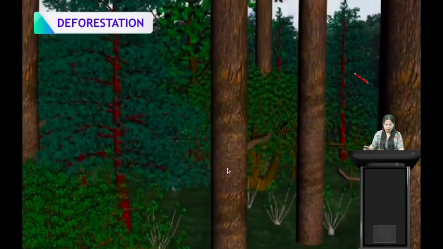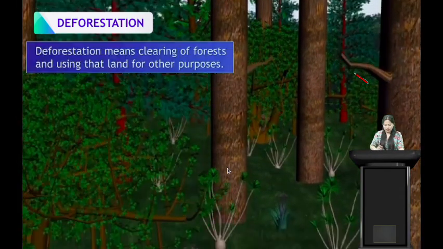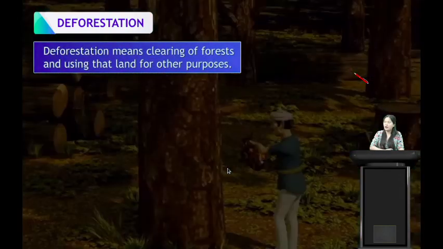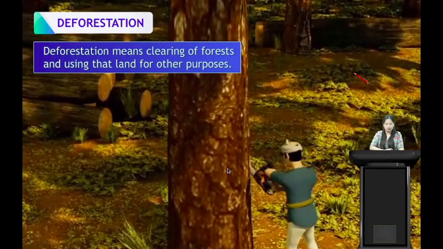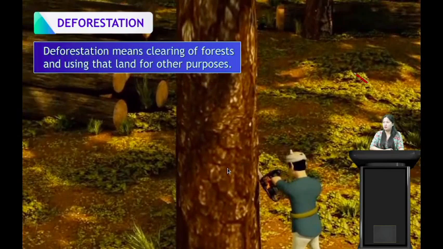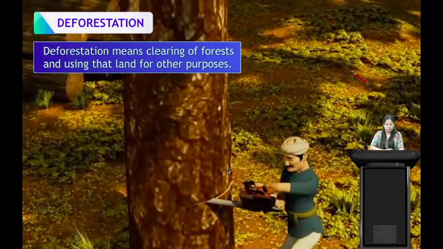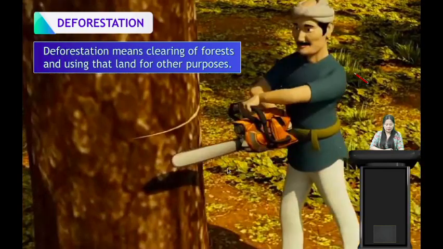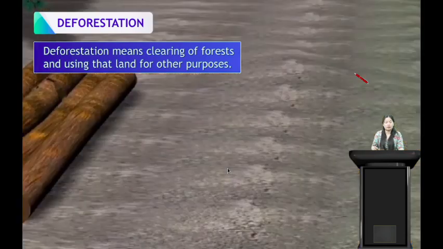Deforestation. So what is deforestation? We have discussed forest and the importance of forest. Now what is deforestation? Deforestation can be defined as clearing of forests and using that land for different purposes. So we have seen this practice. It is very common to us.